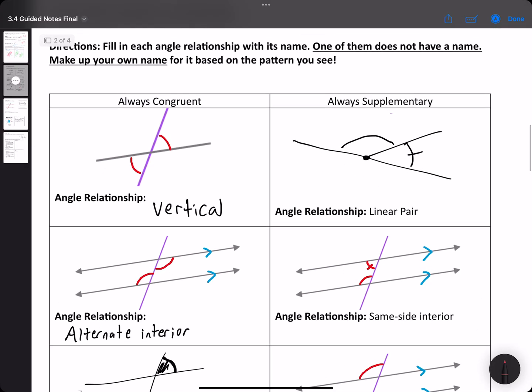Down here, I'm filling in each angle relationship with its name. One of them doesn't have a name. It's the very last one. The always congruent versus always supplementary.